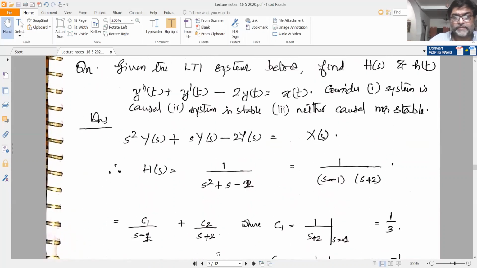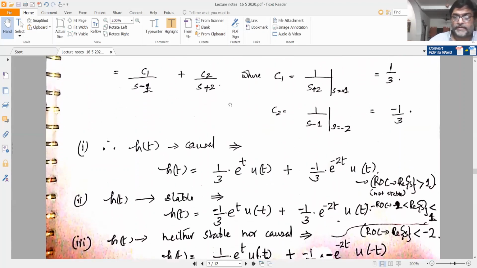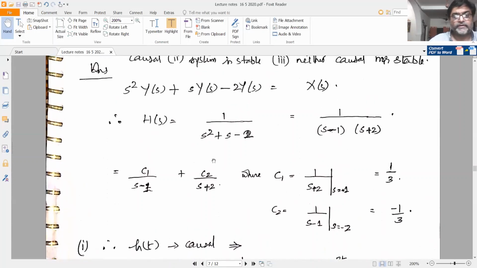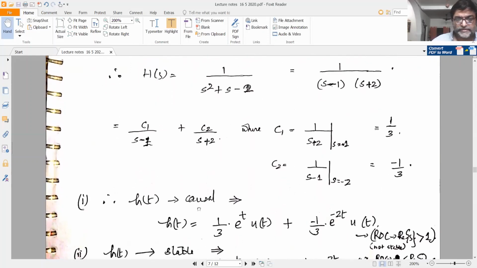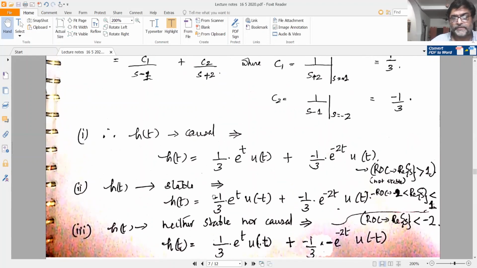Now, if you need the system to be stable, then you will have to sacrifice causality. It's very obvious because the region of convergence should include the j omega axis. So this has to have a region of convergence of real part of s less than 1, for which you will need this part to be anti-causal. And this part has to be causal as before because there also the region of convergence should include the j omega axis. So when h of t is stable, the first part is anti-causal.